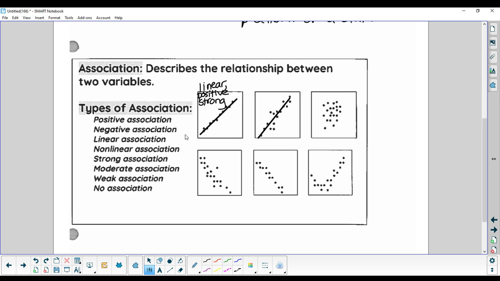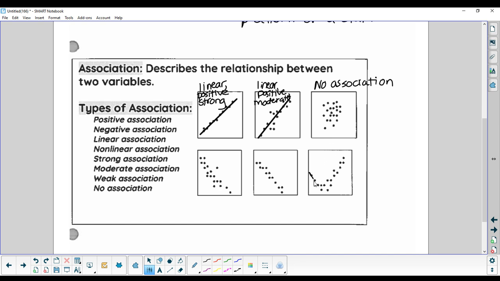So we often use multiple words to describe the scatter plot. Versus this one, which still is linear and positive, but this one's more moderate because the points are not quite as close to the line as the previous one was. This one in the top right corner would be called no association because that just looks like a random assortment of dots. There doesn't really seem to be much of a pattern.